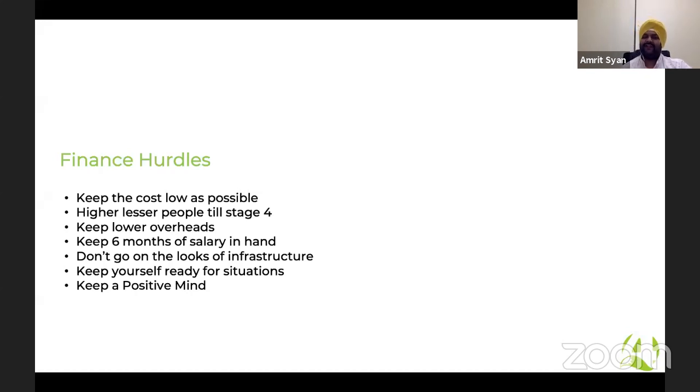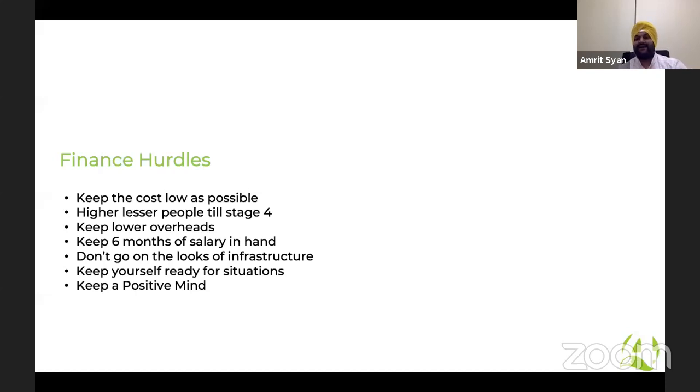Keep yourself ready for situations. What is keep yourself ready for situations? Supposedly, one bad day, one of your best employees leaves the company for X and Y reason. One of your best servers goes down for X and Y reason. There you need to hire and get a bigger server, hire people on bigger salaries than what you are currently giving. So keep yourself ready in finance for that.